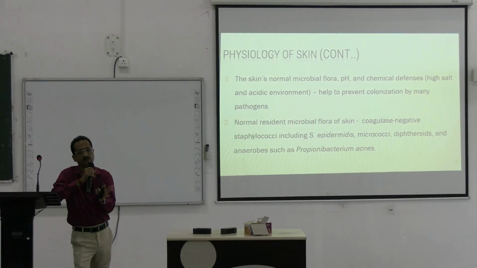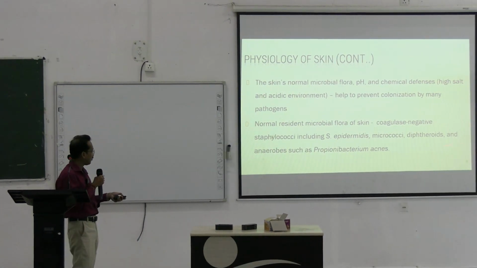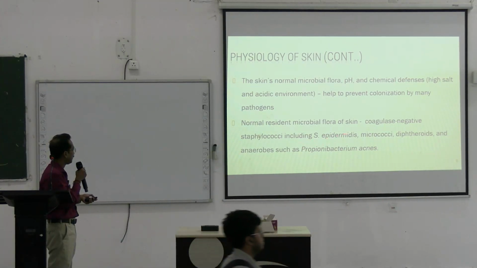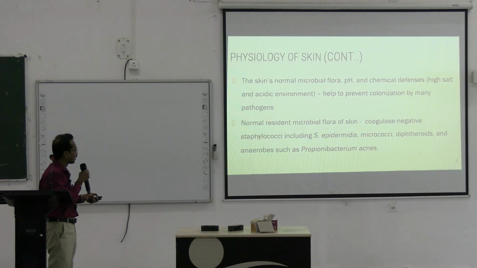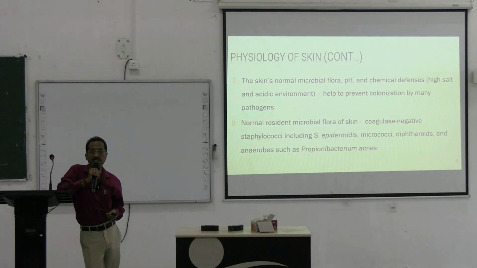So there are some normal flora that are always present on the skin, among which the coagulase negative staph like Staphylococcus epidermidis, micrococci, diphtheroids, anaerobes, or sometimes Staphylococcus aureus may colonize over the skin. Can anybody tell what is the most common organism that colonizes the nasal cavity or anterior nares of the healthcare worker, which may cause hospital acquired infection?